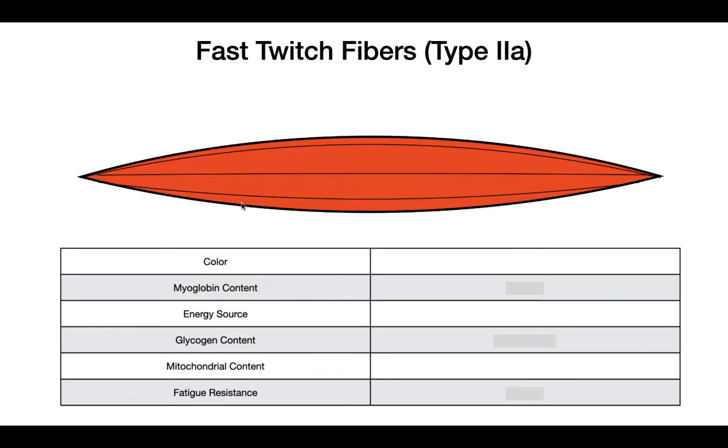Now let's look at type 2A muscle fibers, or the first type of fast twitch fibers. Type 2A fibers are also red in color, and it's because they have a high myoglobin content. Because of their high myoglobin content, they can take up a lot of oxygen. So therefore, their main energy source is going to come from oxidative metabolism. Unlike slow twitch fibers, type 2A fibers have abundant glycogen, and their mitochondrial content tends to be higher than that of slow twitch muscles. Their fatigue resistance is also going to be high.